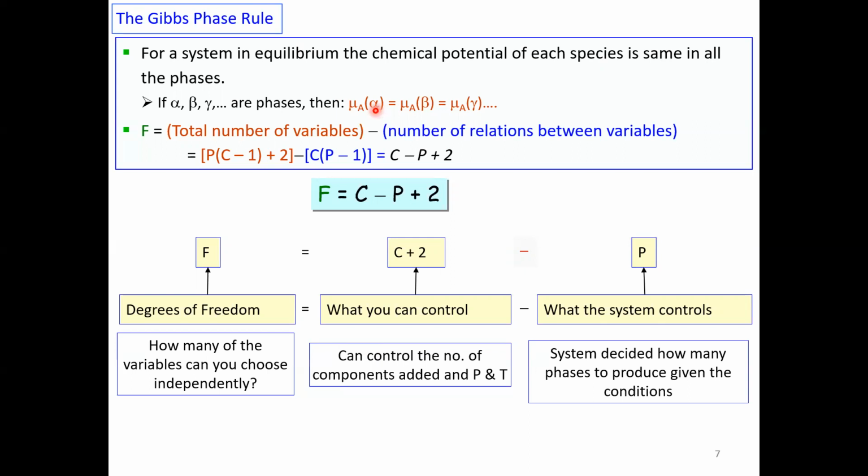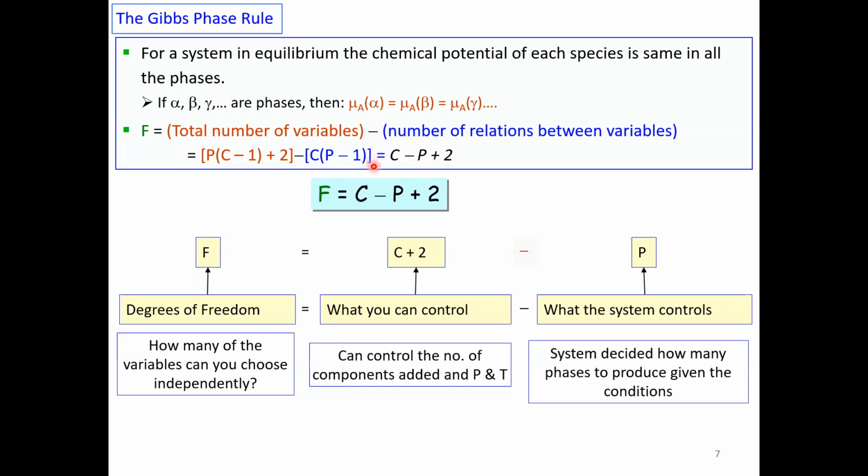So I take a component 1, I can take alpha in equilibrium with beta, alpha in equilibrium with gamma, and so on. So for one component, I have P-1 constraints. For C components, I have C times P-1 constraints. So the total number of degrees of freedom for this system is the total number of variables available in the system that we had documented in the earlier slide as P times C-1 plus 2, minus the number of constraints, or number of constraining relationships between the variables, that is C times P-1.